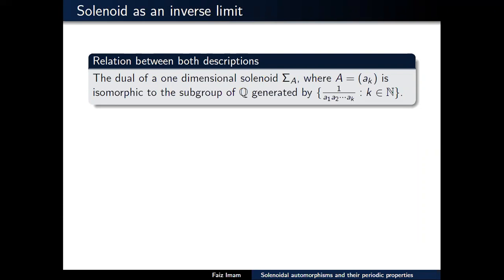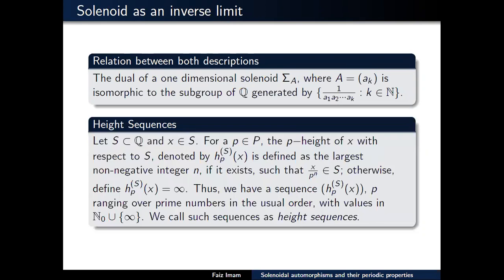So the dual of a one-dimensional solenoid sigma A, denoted by the sequence A equal to (A_k), is isomorphic to the subgroup of Q generated by this initial product of elements from the sequence 1 by A1, A2, and so on up to AK. So this is the relation between these two. Moving ahead, a couple more definitions and terms are required to understand it.